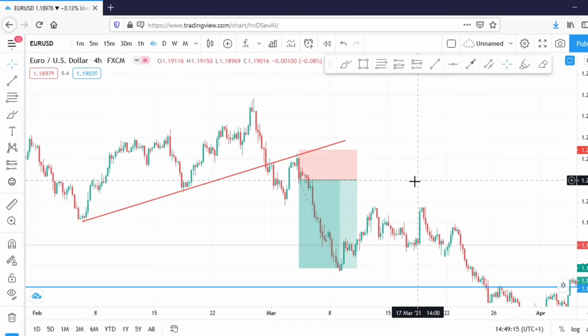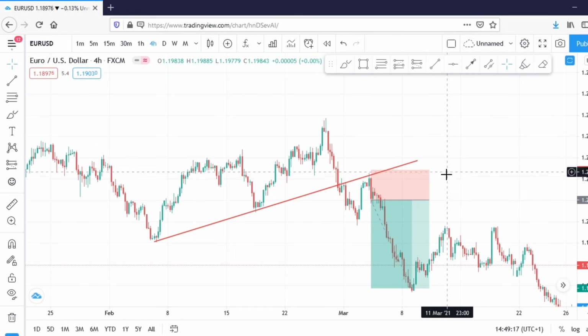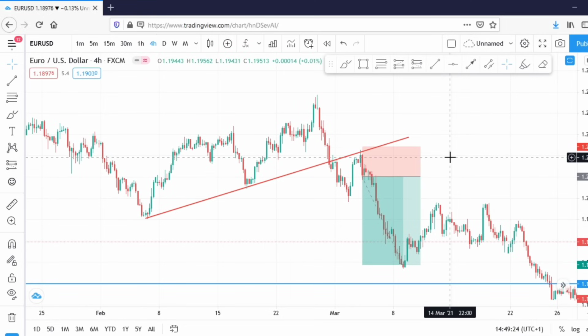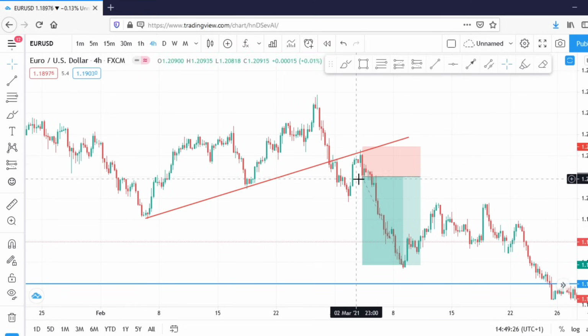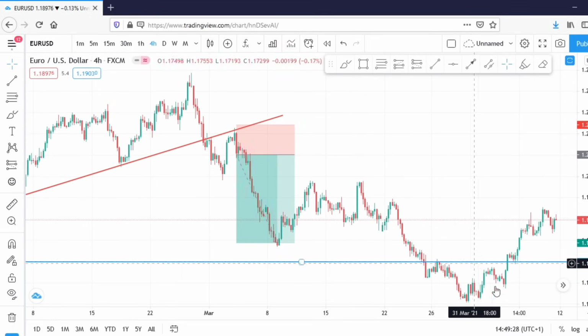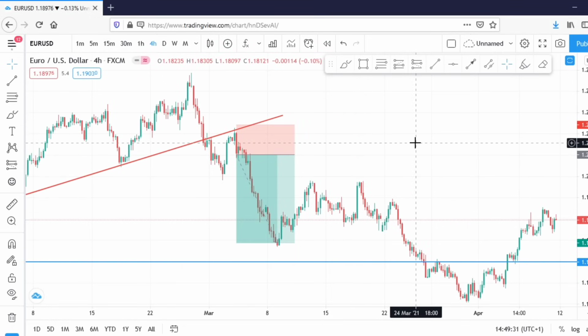So this is how you trade the trend line breakout strategy. The break and retest and a very strong breakout, both of them work very, very well. You can use either one with a very good win rate at that.